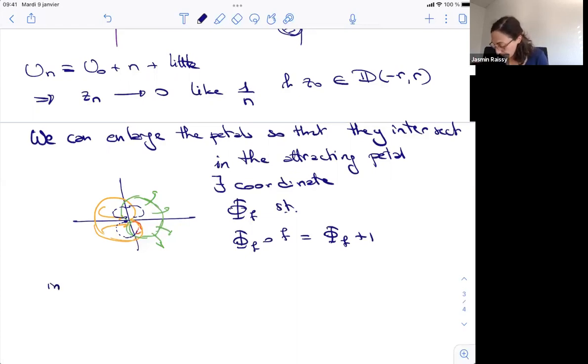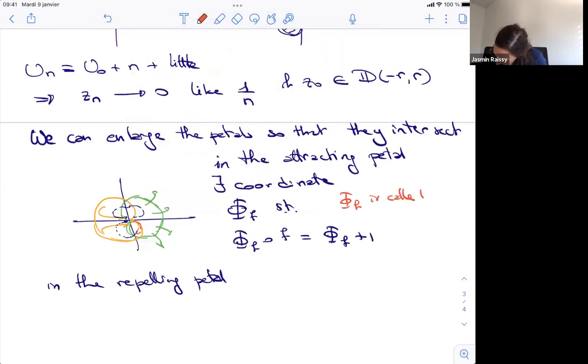So in the repelling petals, I can't really talk about the Fatou coordinate of f, so let me call it this way: phi is called a Fatou coordinate. Since it's conjugating to the translation by one, it is well-defined up to an additive constant. So in the repelling petal, I shouldn't talk about the Fatou coordinate of f, because I can talk about the Fatou coordinate for the inverse.